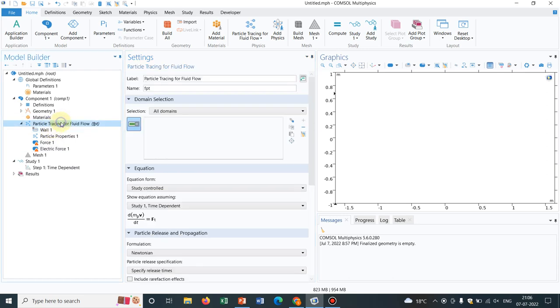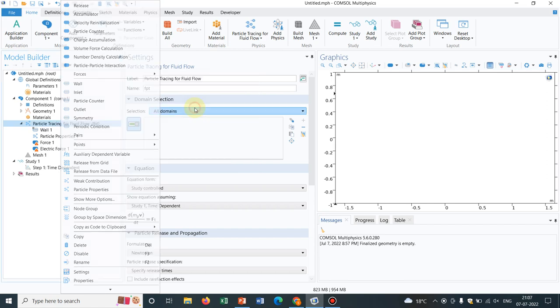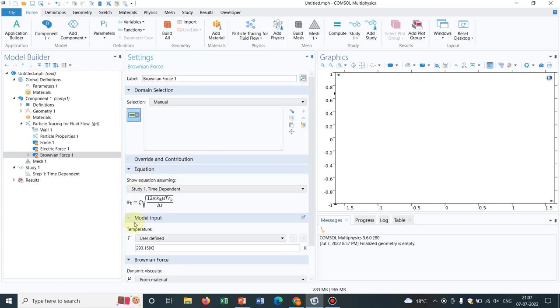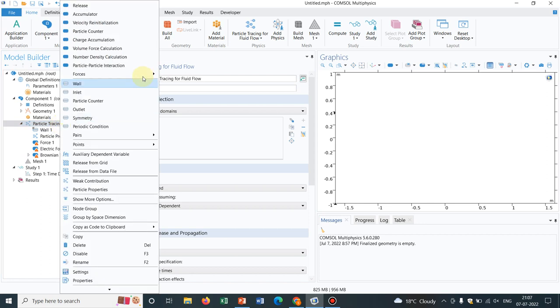I'll talk about some other forces. Suppose you have your Brownian force, which is very important. In the Brownian force, if you look at the equation, this is the equation for Brownian dynamics. You might know about this equation. Today I'm not going into the details of all the equations, but what I want to tell you is that this is inbuilt, and those parameters are in your hands. Those are the material properties like dynamic viscosity. So you can put them in and opt for Brownian motion.